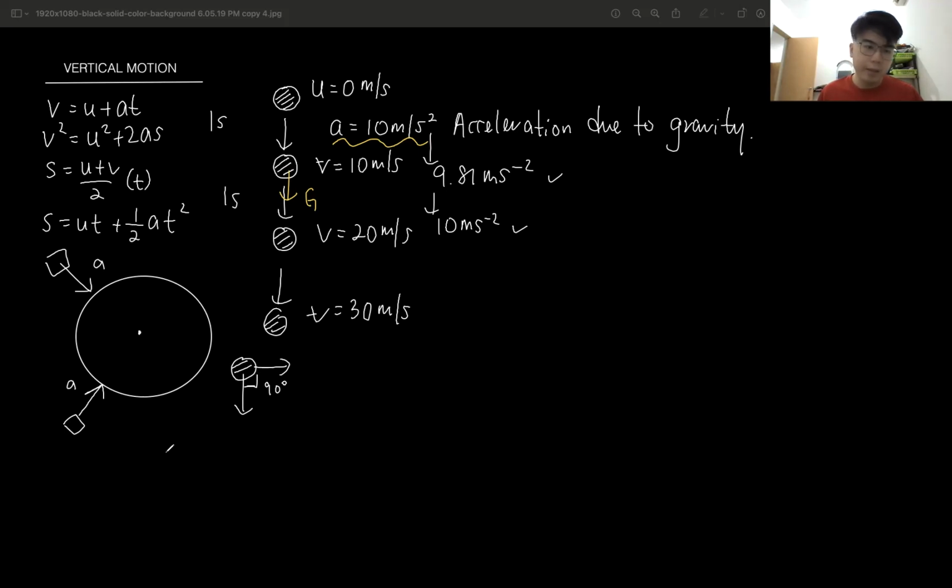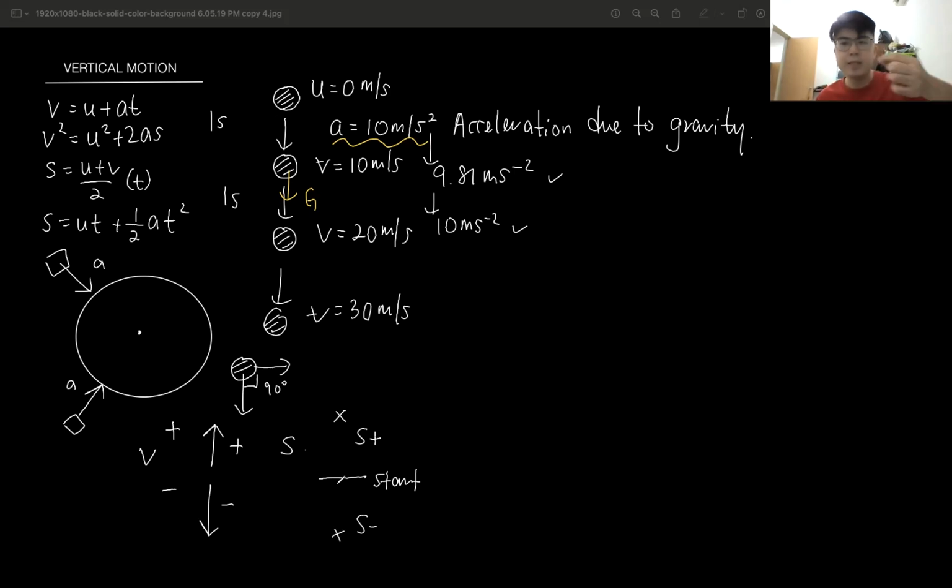Okay, let's recall a bit. The V can be what? Positive, can be negative. In vertical motion, if you go upward, generally we say positive, right? Then if you go downward, generally we say negative. Then displacement, if your starting position is currently above, this is positive displacement, and if you are currently below, you have negative displacement. It depends on where your reference point is. The starting point is always your reference point. These are the things to note when we solve vertical motion. Okay, now let's get into it.